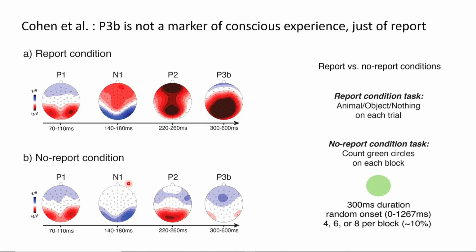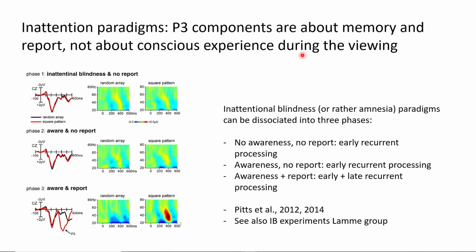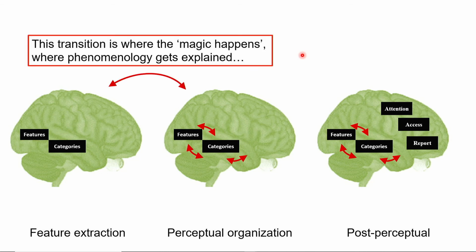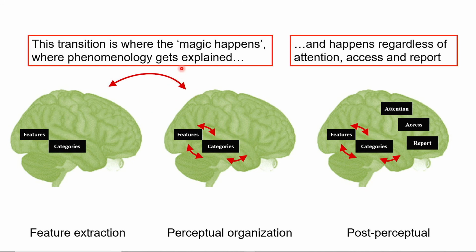Some other experiments, let me go through these. It's all sorts of experiments showing that this P3B is not so much a marker of the experience, but more of the report. Another experiment shows that if you abolish the report, you don't get this frontal activation. Same with inattentional paradigms. Same story. Let's go over this. This sort of indicates that this is actually where the phenomenology happens, where it gets explained, and that this happens independent of attention, access, and most importantly, report.